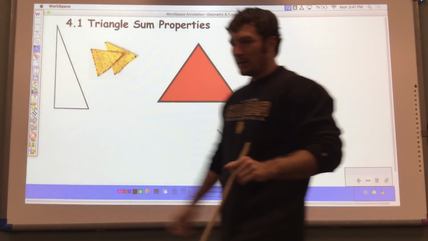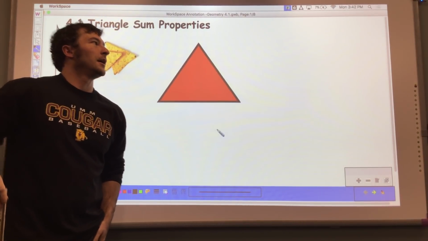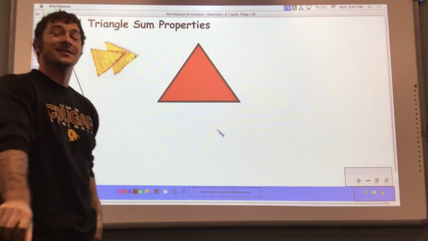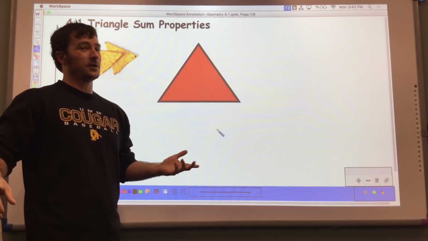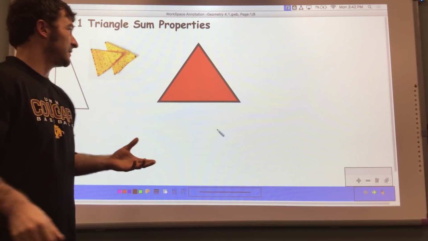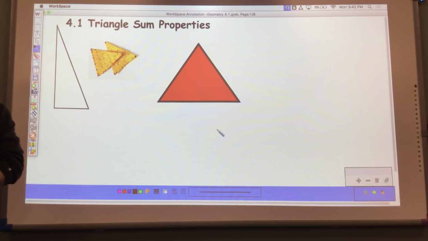All right, chapter 4 is all about triangles. And in case you're wondering, we still get to do proofs in chapter 4. So if you're worried about not having to do proofs, you can rest easy. But today we're going to talk about triangle sum properties.